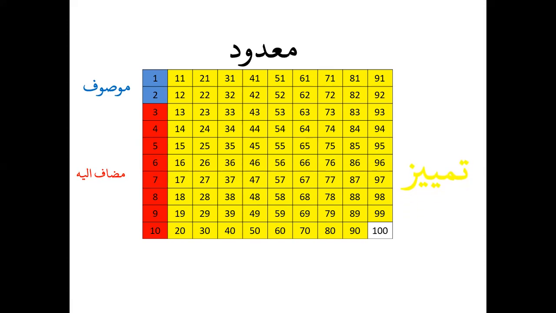We have already done the chapter Tamyiz a couple of days ago. So this is 11 to 99. You should picture this in your mind. This is the way your Madud will look. 1 and 2 will be Mawsuf Sifa. 3 to 10 will be Mudaf ilayh. Sorry, 1 and 2 will be your Mawsuf in Madud. 3 to 10 will be Mudaf ilayh. And 11 all the way to 99 will be Tamyiz, not 100. It's all the way till 99.